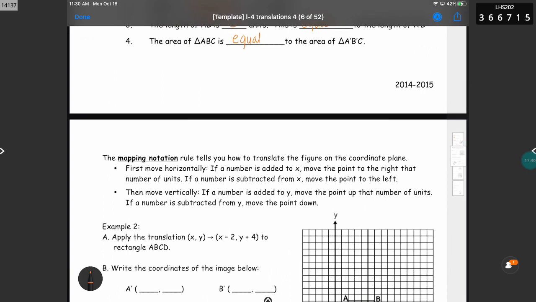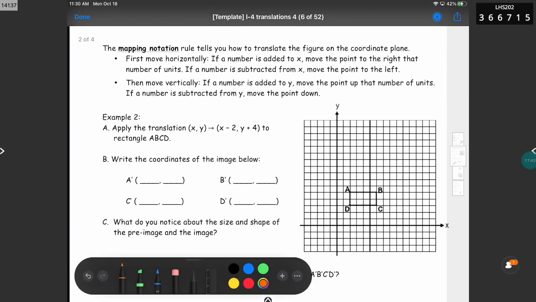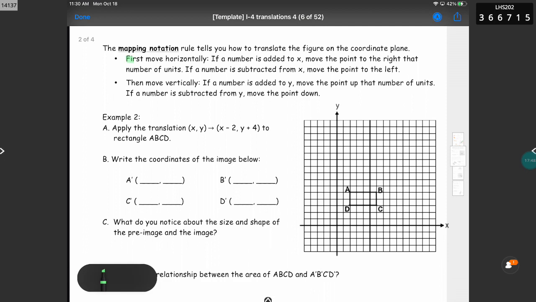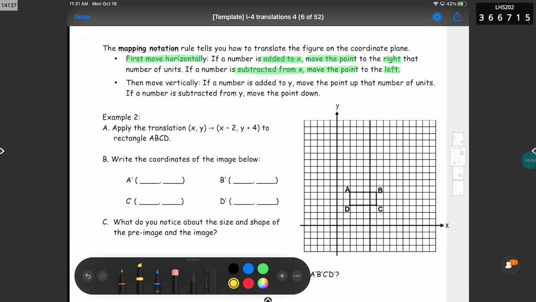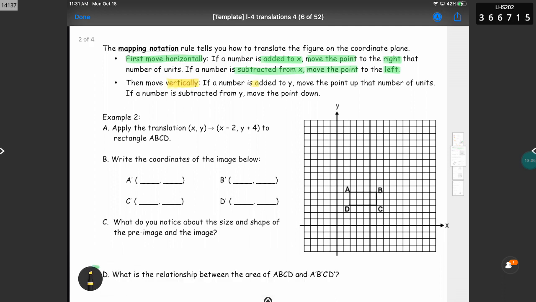The mapping notation rule tells you how to translate the figure on a coordinate plane. We first move horizontally. If a number is added to x, you move the point to the right. If a number is subtracted from x, you move the point to the left. But vertically, if a number is added to y, you move the point up. If it is subtracted from y, you move the point down. So this is the exact same thing we just went through. Okay? Let's look at example 2.